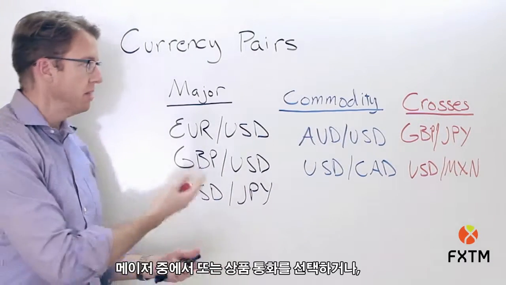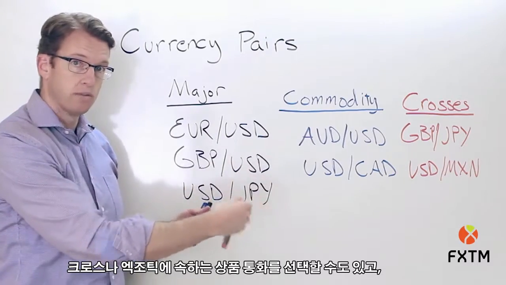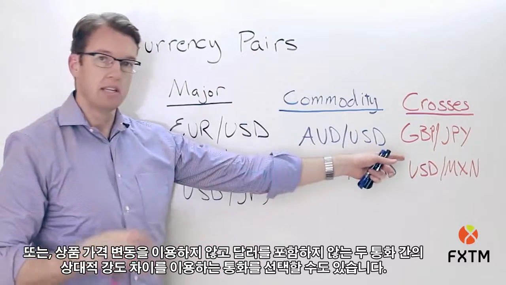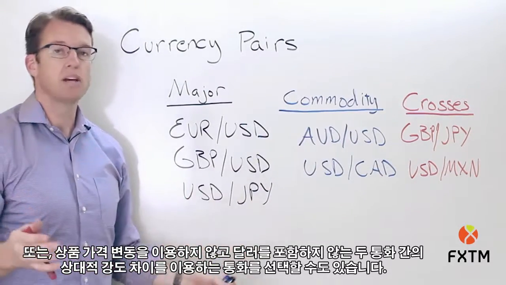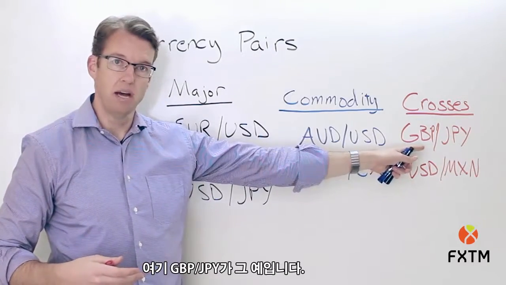So depending on your trading strategy, you have choices between what kind of currency pair you're really looking for. One of the majors, a commodity currency, maybe a commodity currency that falls into the category of a cross or an exotic, or a currency that is not taking advantage of commodity movement, but is just taking advantage of the relative strength between two currencies that does not involve the dollar. So for example, here between the pound and the yen.